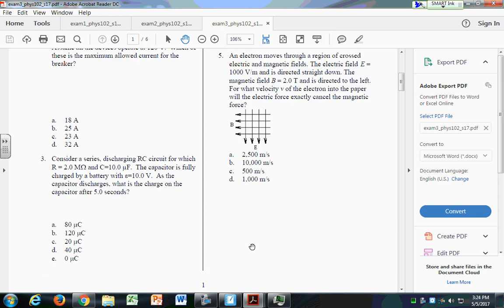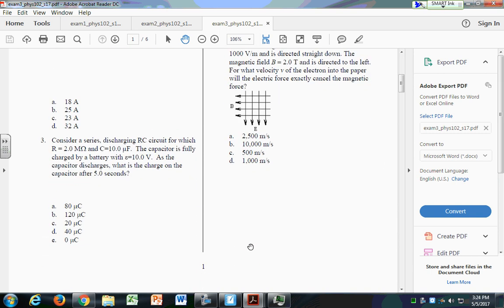Okay, number three. Can y'all see these okay, by the way, on the screen? It should say charging, Olivia, not discharging. Does that make more sense? Yes. The equations are labeled on the equation sheet, but just know how to use those natural logs and the exponentials.